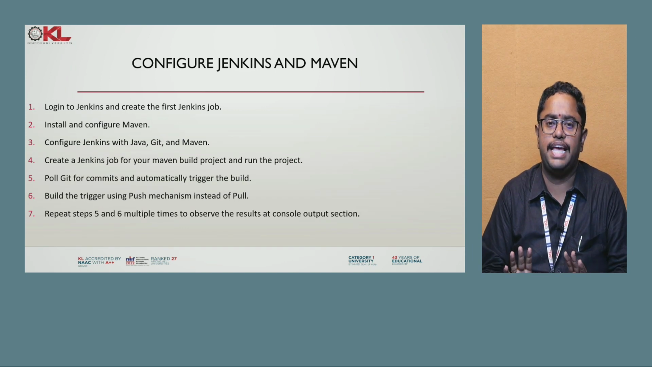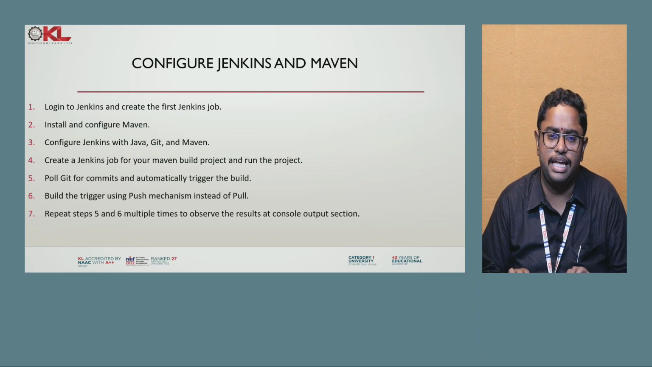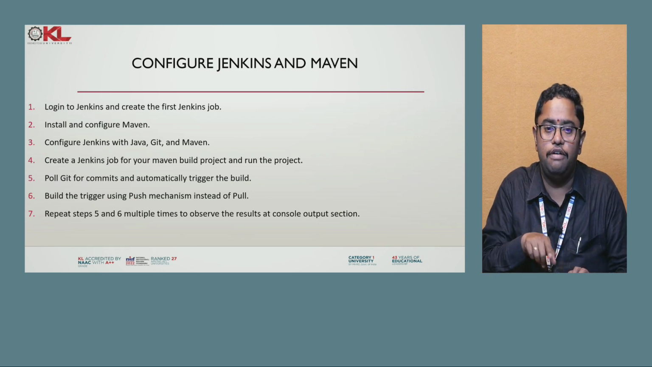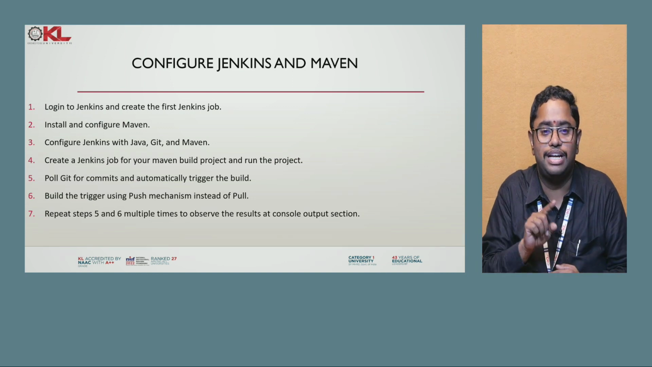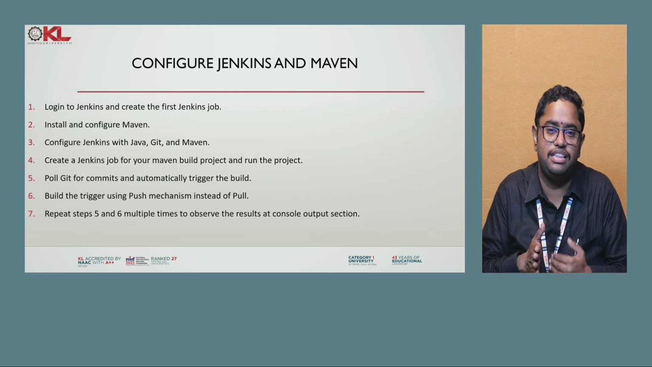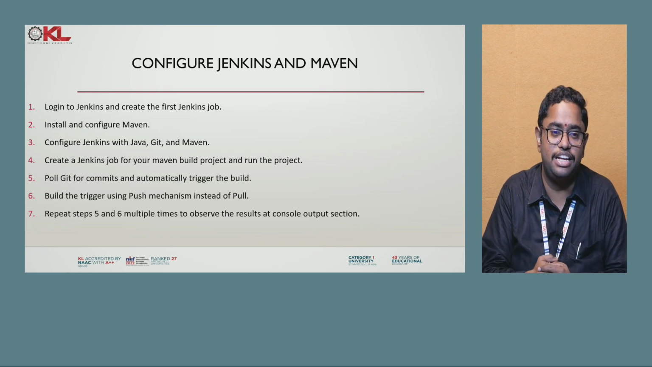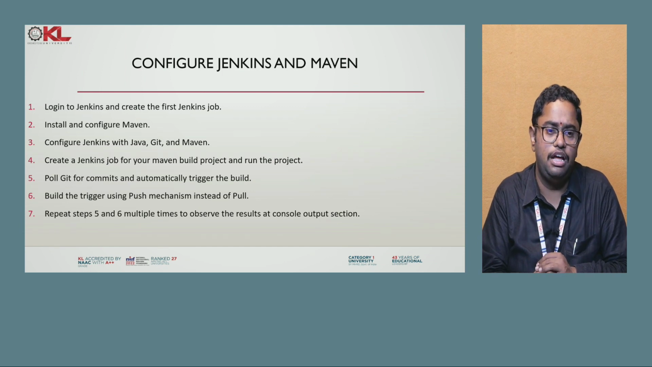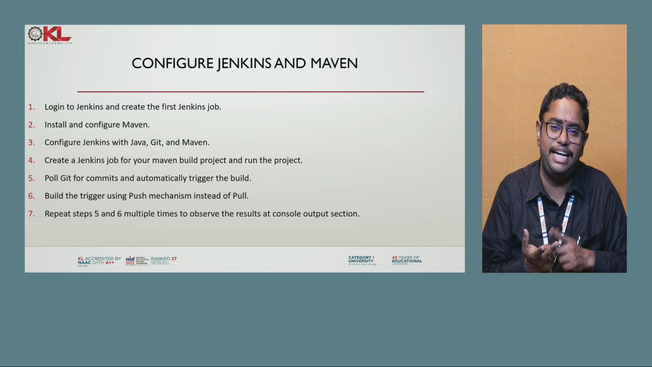And this is how we configure Jenkins with Maven. First we log in to Jenkins and create the job. Why are we creating a job? Because we are using another tool, called Maven, to be integrated with Jenkins. So we have to create a job in such a way that we attach Maven to this particular project. The second step is installation and configuration of Maven. Once Maven has been configured, we create the configuration of Jenkins, Git and Maven.